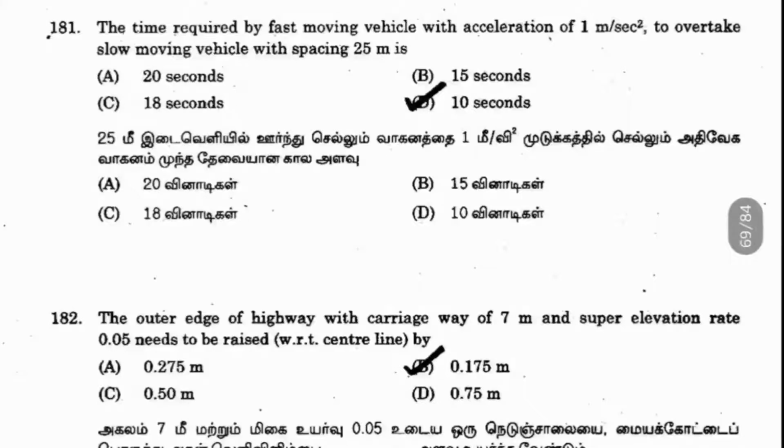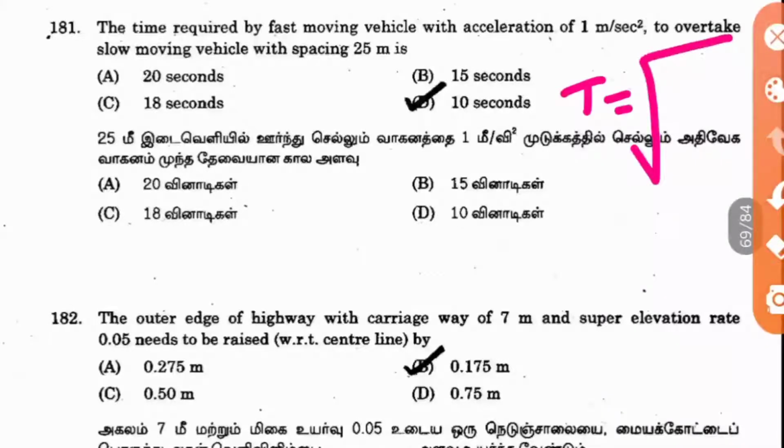181. The time required by a fast moving vehicle with acceleration of 1 meter per second square to overtake the slow moving vehicle with spacing 25 meter is what? So here it's a direct formula only, which is T is equal to root of 4s by A. Okay, so this is the formula. T is equal to root of 4s by A.